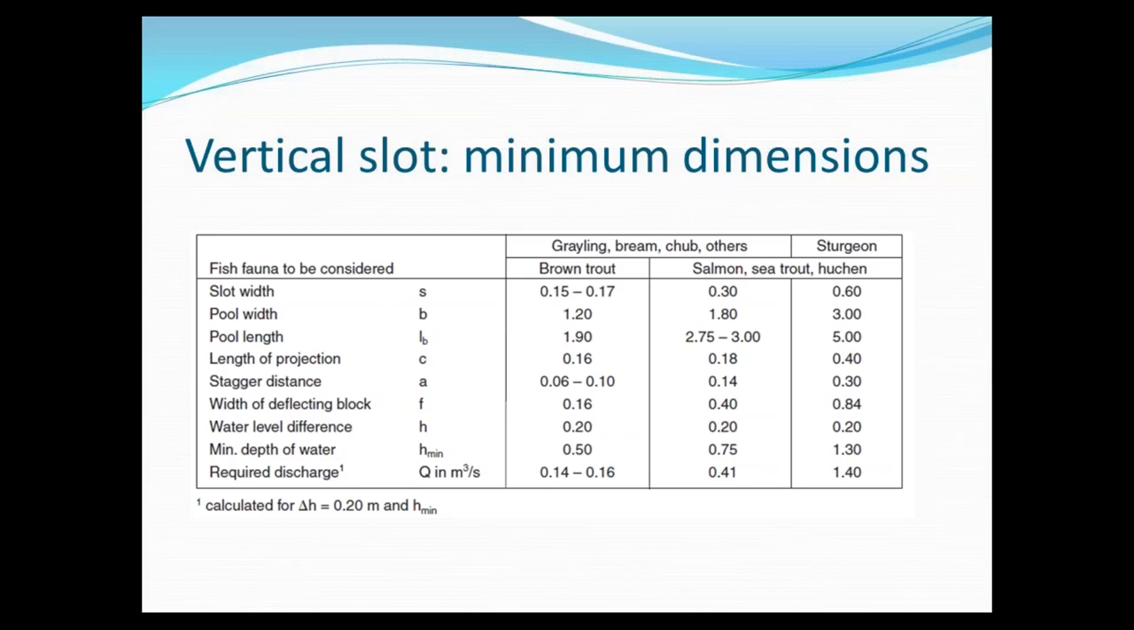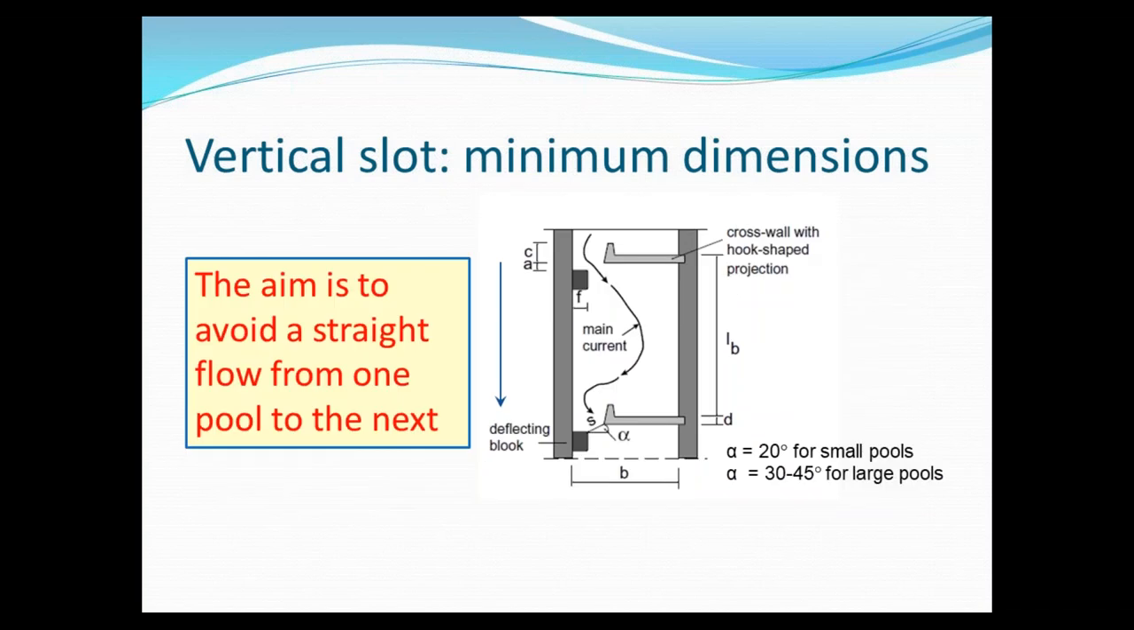About minimum dimensions, we have to use tables like this, based on the experience of many authors. We have all the dimensions we have to take into account to design the fish pass. In vertical slot design, there are two types, double vertical slot or a simple vertical slot, as the case we have on our screens.